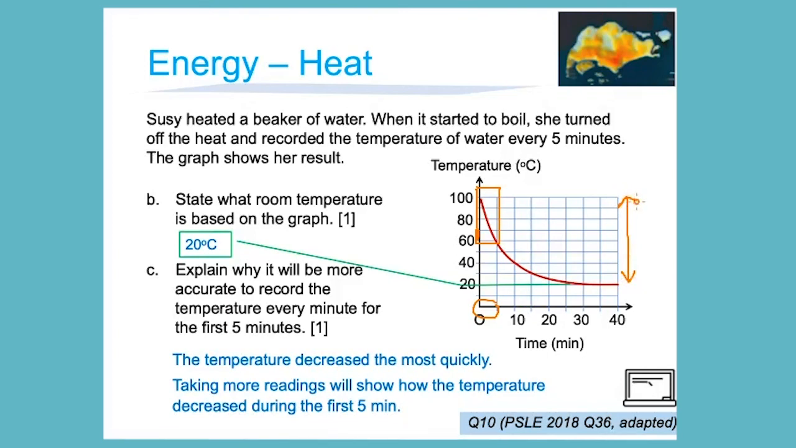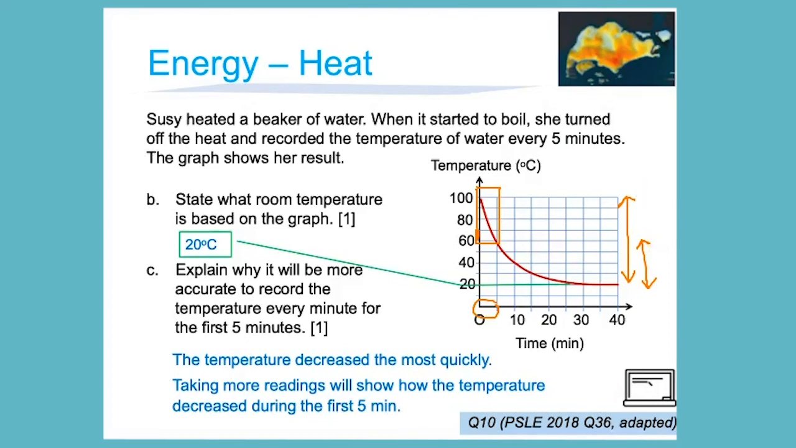So therefore, heat from the water will travel to the cooler air faster because there's a greater temperature difference. Beyond the first 5 minutes, which is down here, now this is the new temperature difference. So the smaller the temperature difference, the slower heat will transfer to the cooler environment.